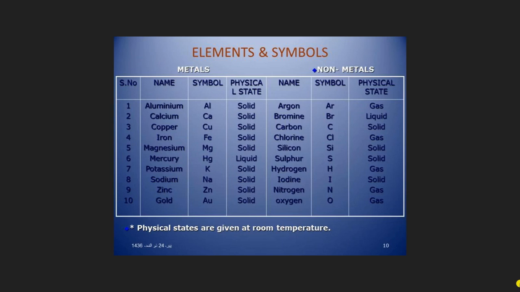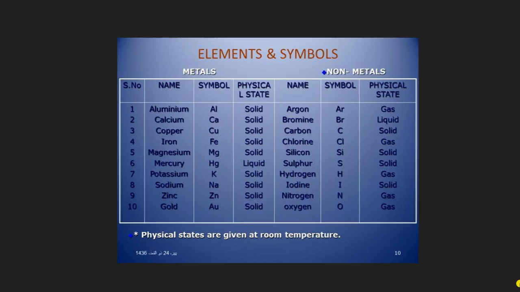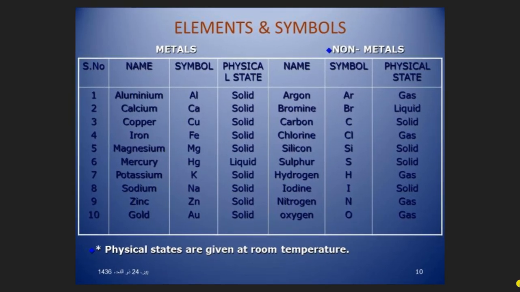Now children, you can see here all the elements and their symbols. Some are metals and some are non-metals, and the physical state at room temperature is given, that means the physical state at normal temperature. And here you can see there are some rules. Aluminium Al, calcium Ca, copper Cu, iron Fe, magnesium Mg, mercury is denoted by Hg. Similarly, potassium starts with P, but here it is given K. Sodium is given Na. So these are the exceptions.